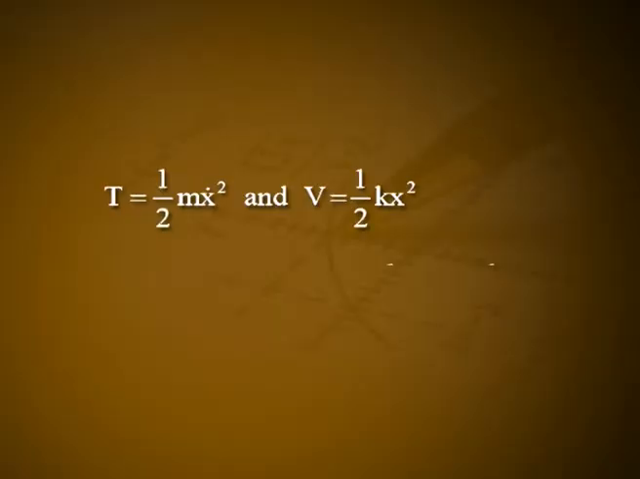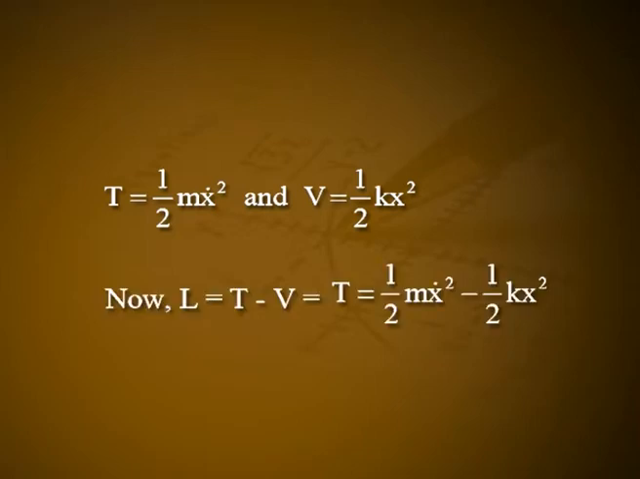Problem. Using Hamilton's equation, obtain the differential equation of a harmonic oscillator. Answer. For a harmonic oscillator, the kinetic energy T and the potential energy V are given by T is equal to 1/2 m x dot square and V is equal to 1/2 k x square. Now, L is equal to T minus V, which is equal to 1/2 m x dot square minus 1/2 k x square.